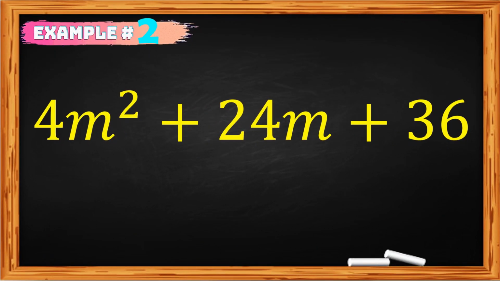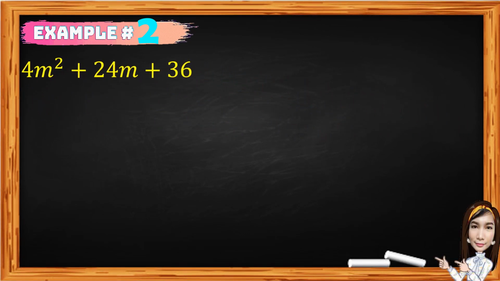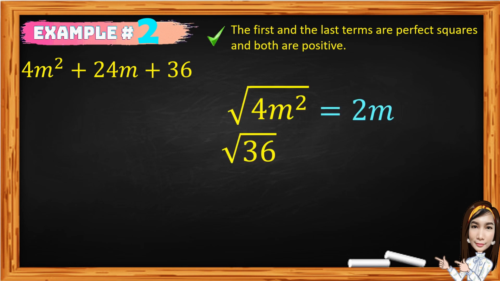Example 2 is 4m squared plus 24m plus 36. Now let's see if the given satisfies the two conditions. First, the first and the last terms are perfect squares and both are positive. So we have 4m squared is a perfect square, 36 is also a perfect square, and they are both positive. So that is yes. So the square root of 4m squared is 2m, and the square root of 36 is 6.